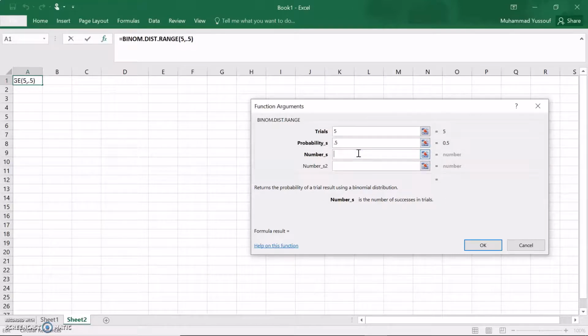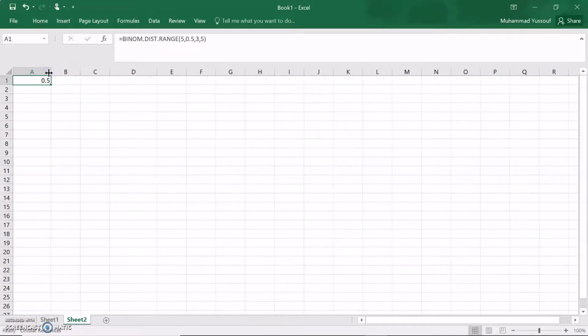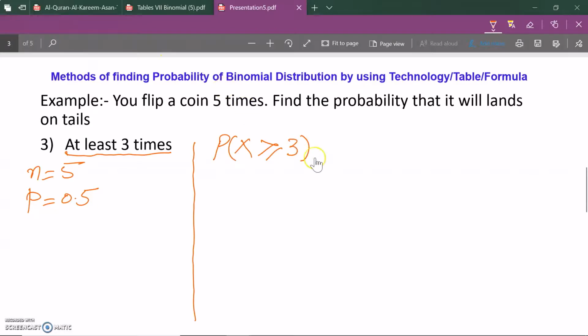Now it's asking for the range. Now our range is 3 or more, so it will be 3, 4, and 5. We can't go beyond 5 because we flip the coin 5 times, right? So it will start from 3, and the second number will be 5. If you do that, the answer comes out to be 0.5. So let's write that. This is the probability that x is 3 or more: 0.5.